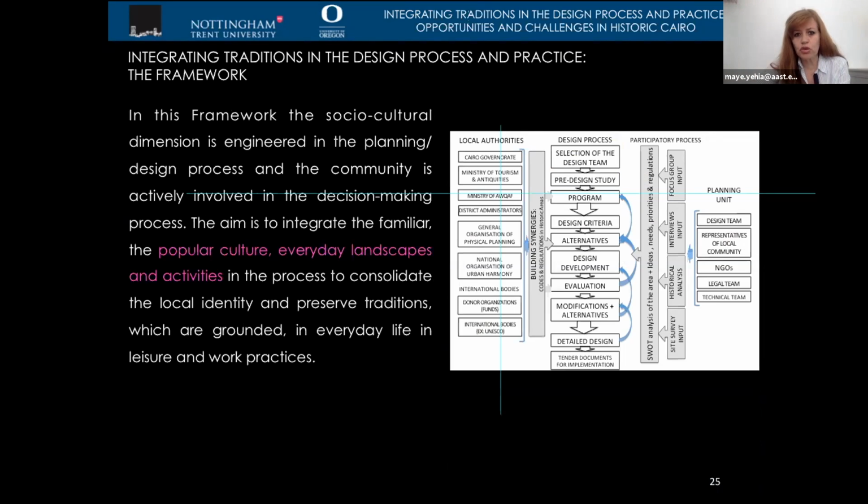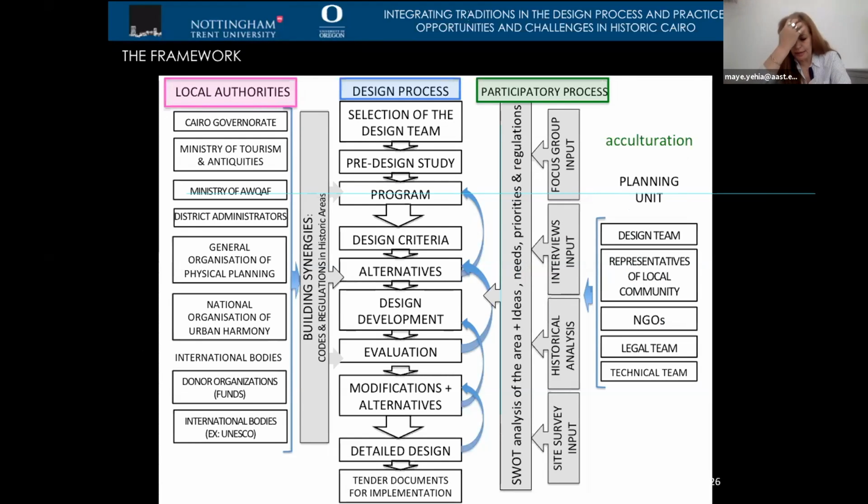So in this framework, the socio-cultural dimension is engineered in the planning design process, and the community is actively involved in the decision-making process. The aim is to integrate the familiar, the popular culture, everyday landscapes and activities in the process to consolidate the local identity and preserve traditions which are grounded in everyday life, in leisure and work practice. So here in this framework, we can see the design process and its different phases: selection of the design teams, the pre-design studies, the design criteria, and so on.